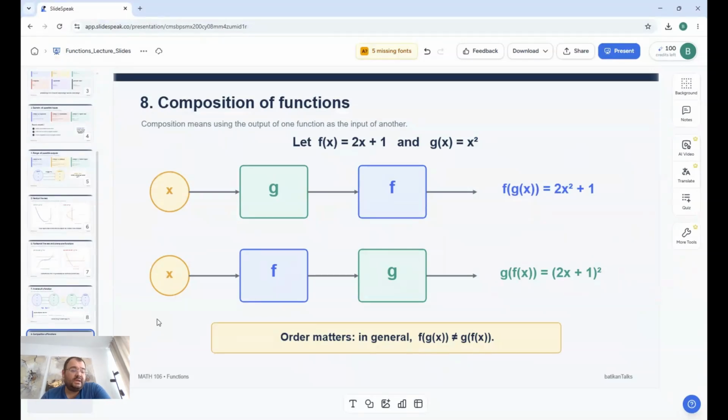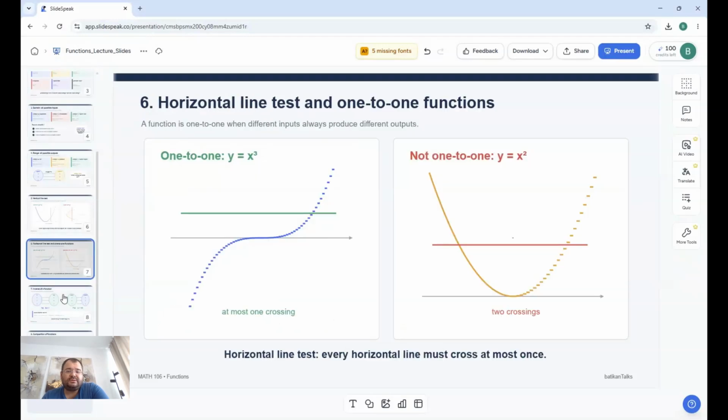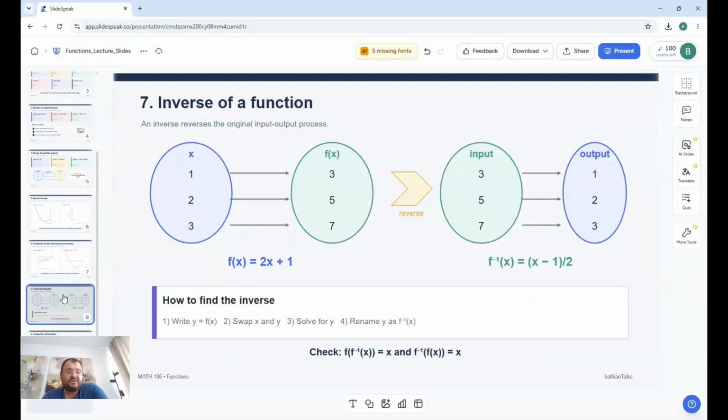I also want to say something about the inverse of a function. We have talked about the horizontal line test and one-to-one functions. In order to be able to take the inverse of a function, that function needs to be one-to-one. If it is not one-to-one, you cannot take the inverse of it.